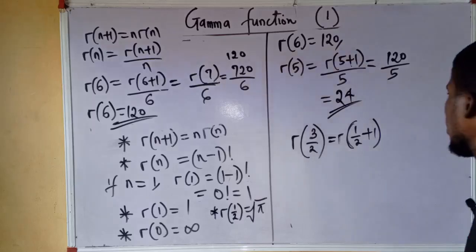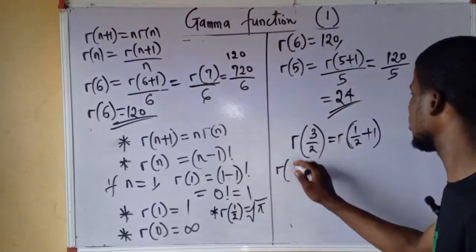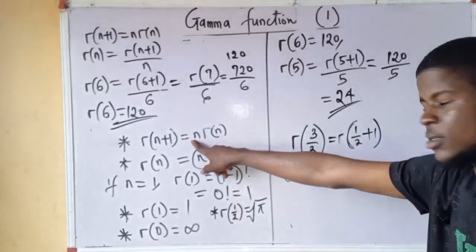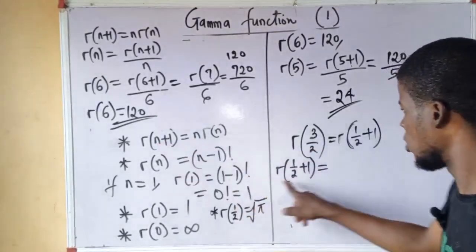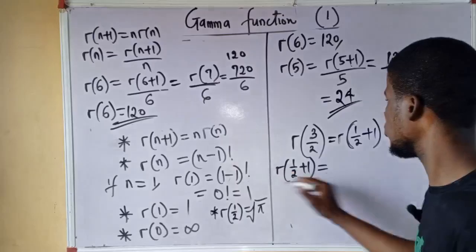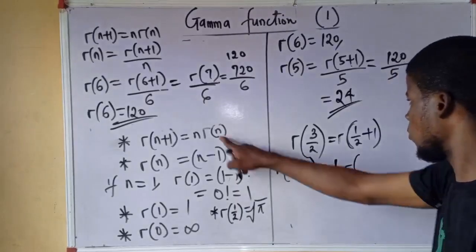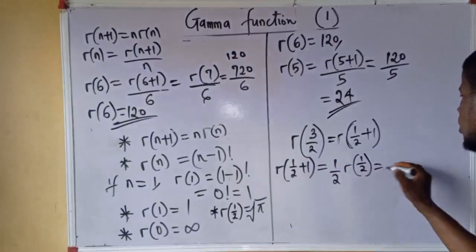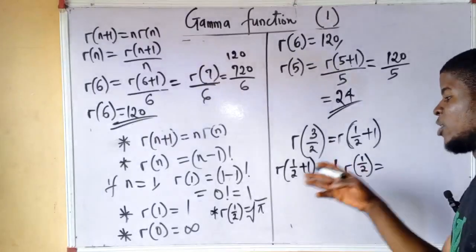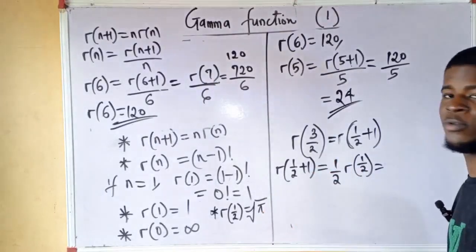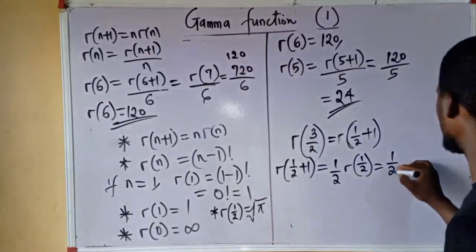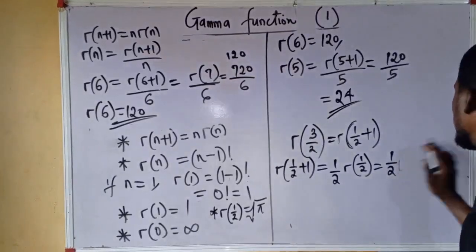Now, how do I evaluate gamma of 1 over 2 plus 1? I can use this identity. In this case, n is 1 over 2. So this means I'll be writing 1 over 2 times gamma of 1 over 2. Recall, what is gamma of 1 over 2? It is root pi. There is a proof for this, but I'm not talking about the proof in this video. So this will be 1 over 2 times the square root of pi.